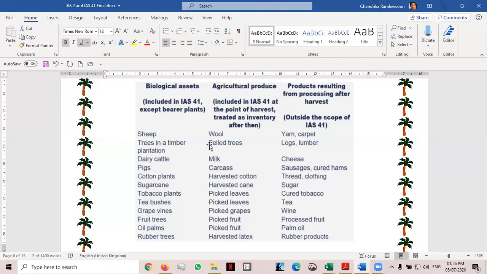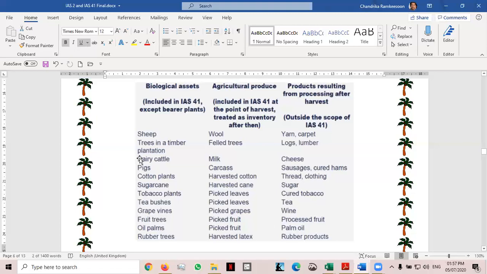So I want you to pay close attention to these two examples. The tree would be the biological asset under IAS 41. The felled tree, when it's chopped down, would also be under 41. But when the tree itself is converted beyond harvest into logs and lumber, this would then be under IAS 2. With the pig itself, it is 41. The pig's carcass, when the pig is killed, the carcass is under IAS 41 also. But beyond that, when it's converted into hams and sausages and so forth, again, this would be under IAS 2.